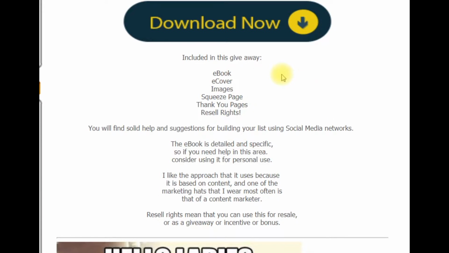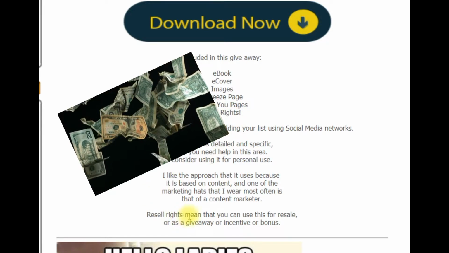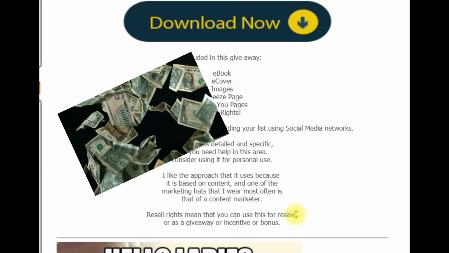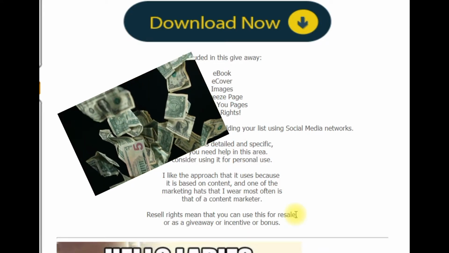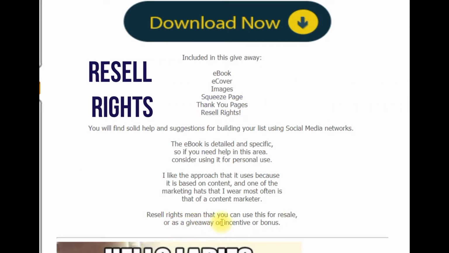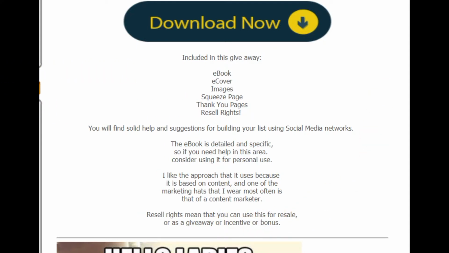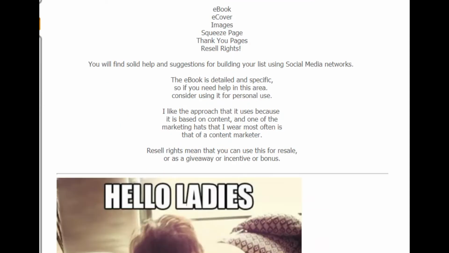The giveaway includes the ebook, the e-cover, images, a squeeze page, thank you pages, as well as resale rights. Now, what resale rights means is that you can use this ebook for resale. If you want to sell it, you can go ahead and sell it, keep all the profits. You can also use it as a giveaway or an incentive or a bonus. So that's what the resale rights include. That's what it's all about.